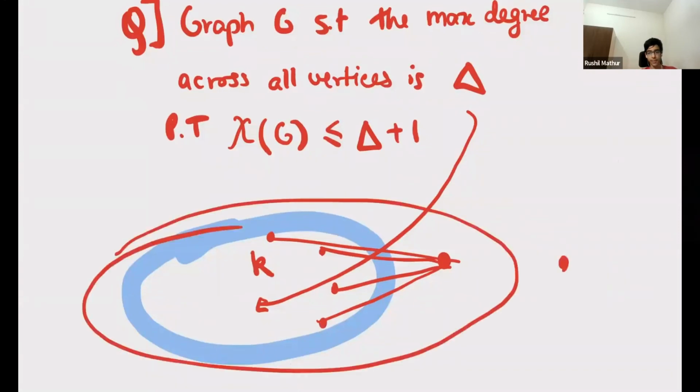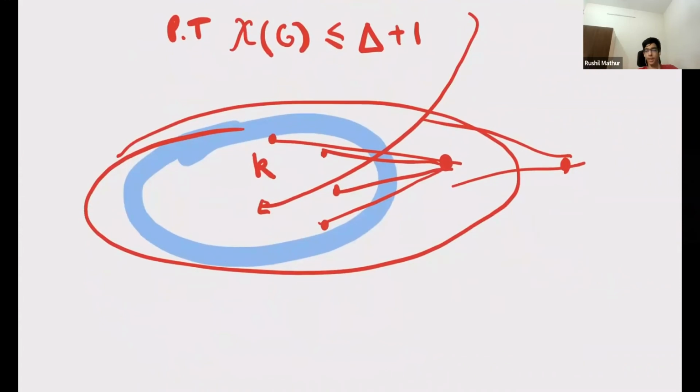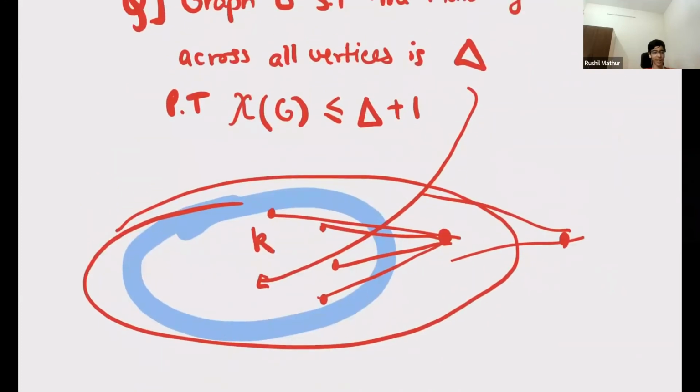Anyway, so this is one of the most common problems on chromatic numbers, and this is one of the good bounds. Obviously this has a lot of generalizations, but what you are trying to do is give that bound.